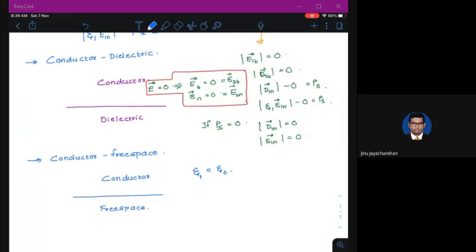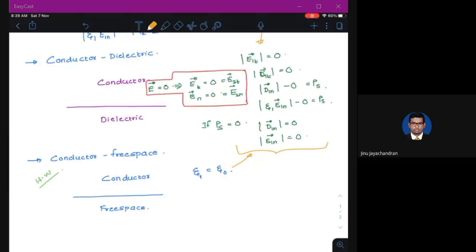Okay. So I'm just giving this as homework for you to work out. You can just look at these equations and substitute epsilon 1 equal to epsilon 0. So this will give you the conductor free space boundary conditions. Okay. So this is regarding the boundary conditions, electrostatic boundary conditions to be specific. And we have reduced all the boundary conditions, which we will make use of in the next module when we discuss Maxwell's equations.